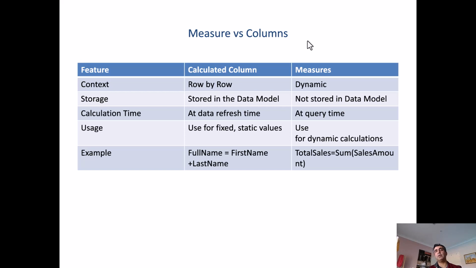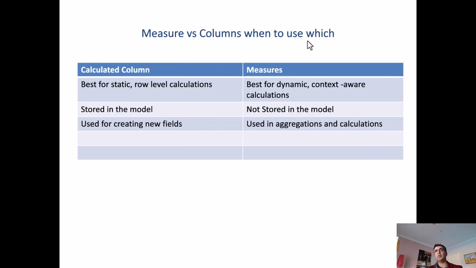I've got an example. Let's say you want to get the full name, and you have the first name and last name. That cannot change based on the context. For the sake of example, let's say I use a context like the current month, or the month of January. The full name will not change, but total sales will change. So in that case, you will go for measures for dynamic values, and for static values, you'll just use a calculated column.